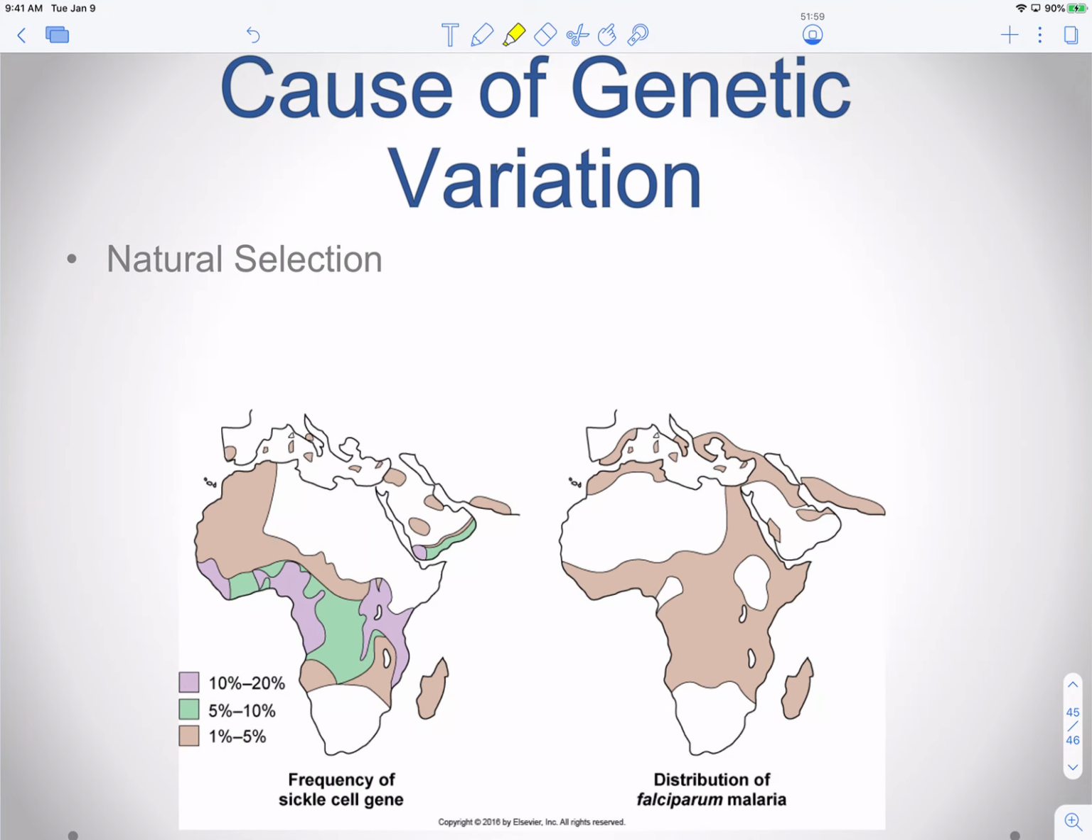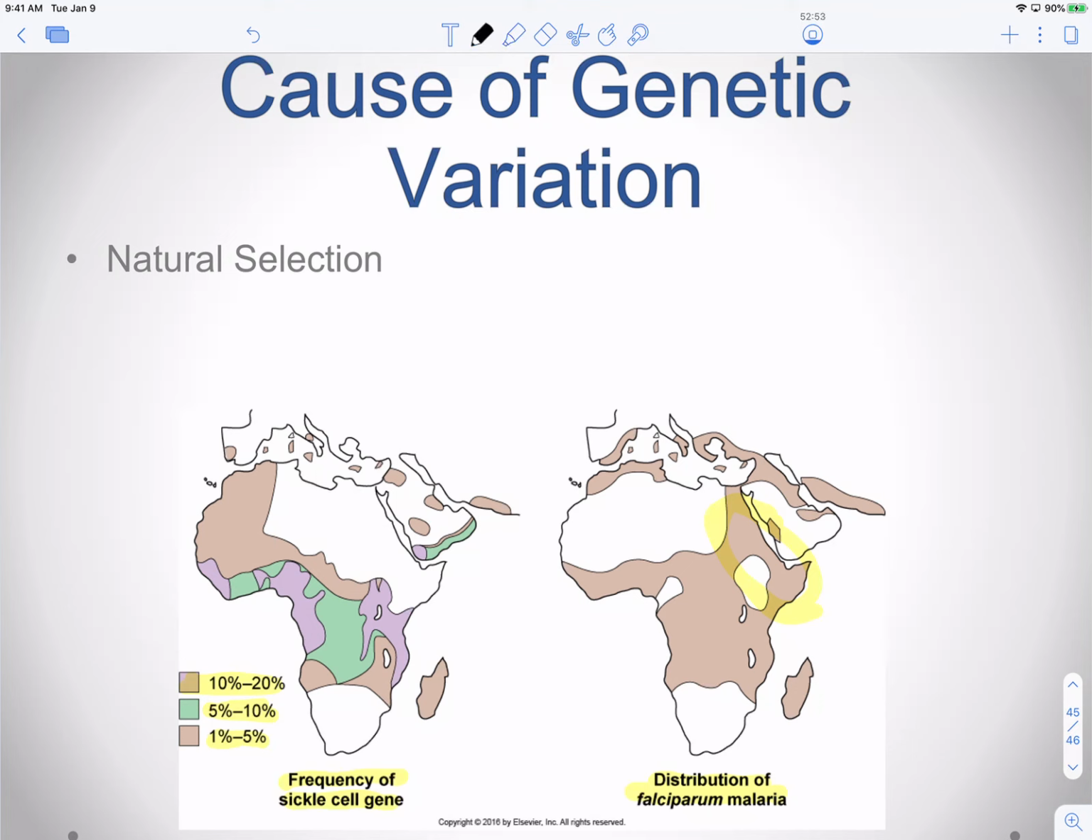There are also other causes of genetic variation due to natural selection. So natural selection is going to have some sort of pressure for a mutation to be more stable in a population. And this just shows the frequency of the sickle cell gene. You can see that you have 10 to 20% of the populations in these purple areas, 5 to 10% in these green areas, and then 1 to 5% in these shaded areas. And it almost exactly overlaps the distribution of malaria. So there is some non-overlap in this area here, but for the most part, the pressure for sickle cell trait aligns with the endogenous levels of your malaria parasite.